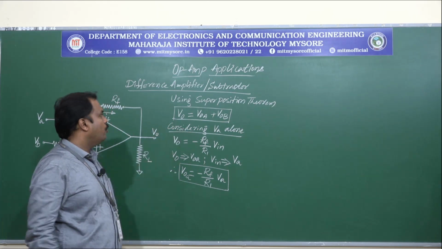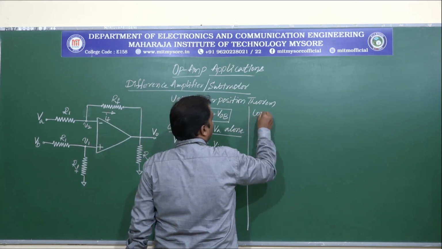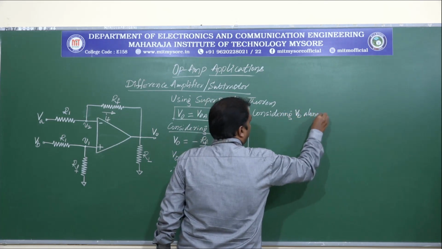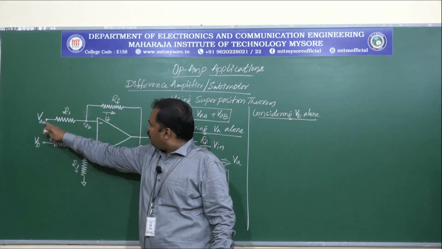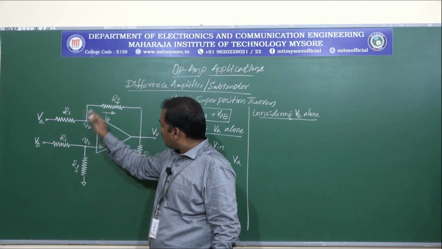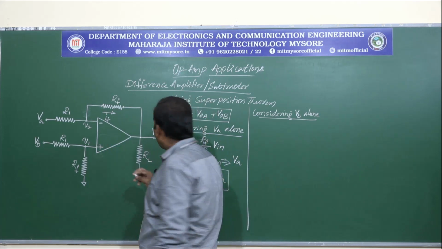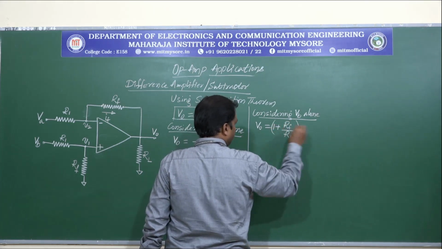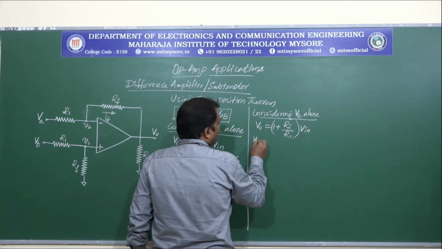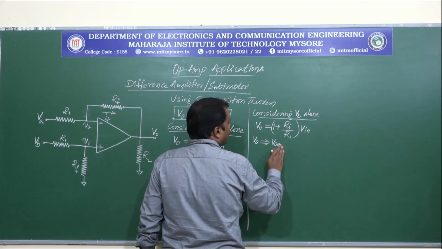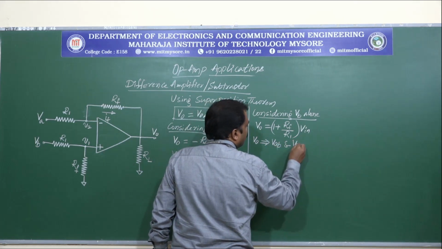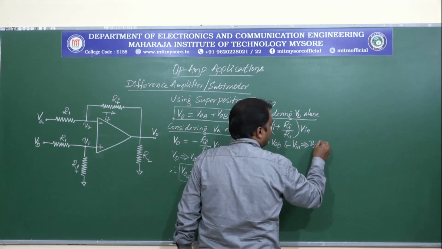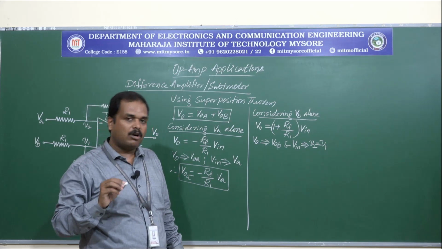Likewise, we'll consider VB alone. Considering VB alone, in this circuit, VA should be grounded. Then the circuit will be working as a non-inverting amplifier, where V0 is given by 1 plus RF by R1 into Vin, where V0 is V0B and Vin is this terminal V2, which is nothing but V1 because of the virtual short concept.